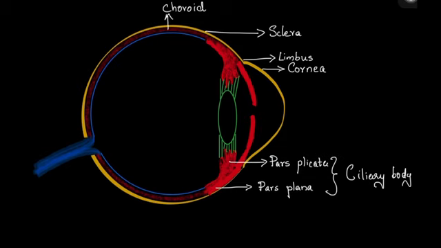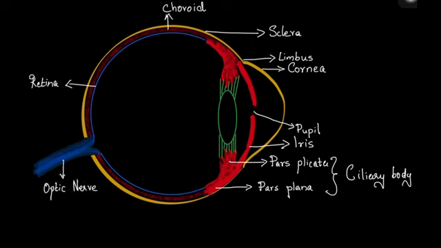Extending anteriorly, you have the iris, and in the center of the iris, there is a small hole called the pupil. Next is the innermost nervous layer, that is called the retina, and the outgoing nervous fiber bundle, that is called the optic nerve.